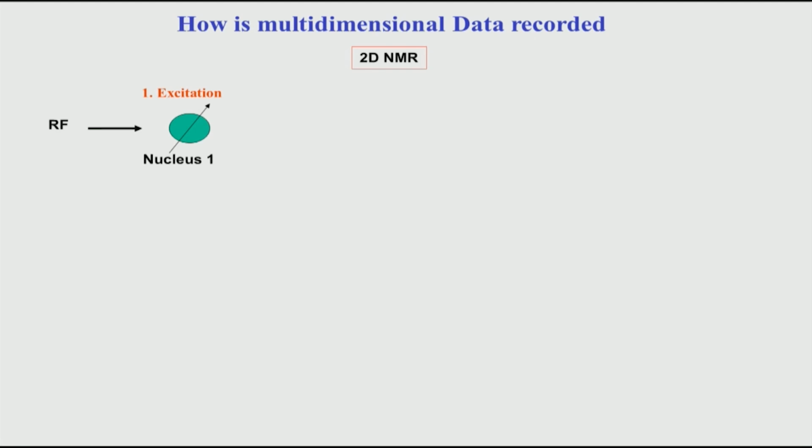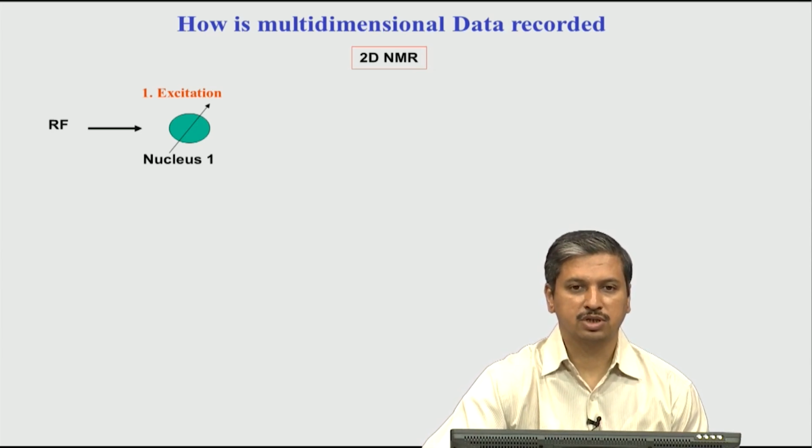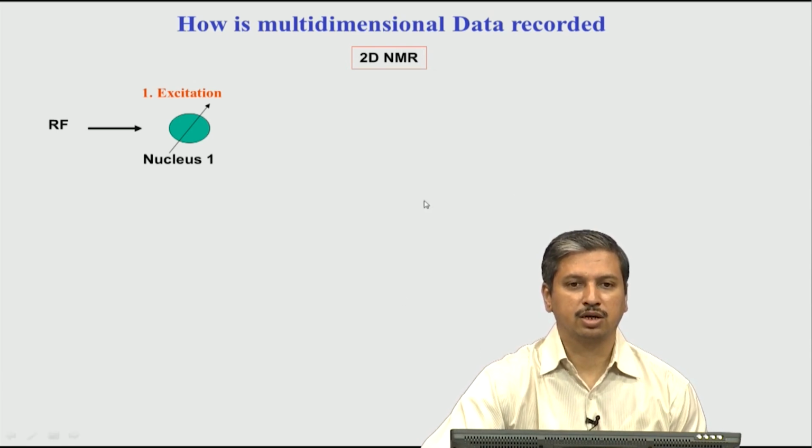So, how do we actually practically do this experiment? Now we will look at the details of how a 2D NMR is done in reality. We will go through several different ways of explaining how 2D is done. I would suggest that you have a look at all the possible explanations. So, we will see the first one, how it can be done.